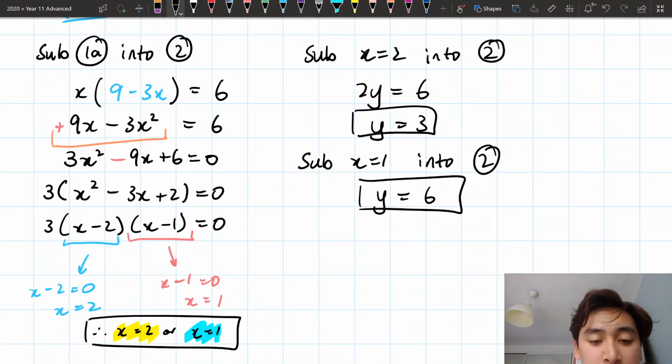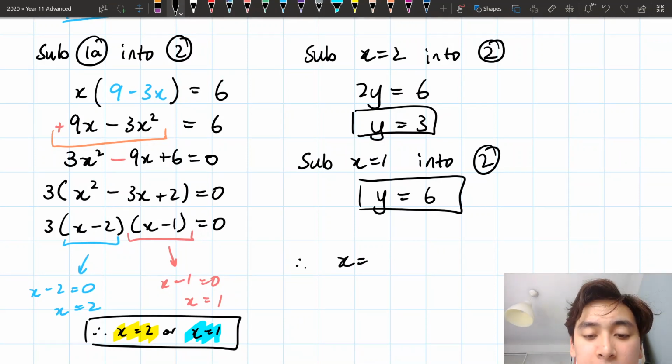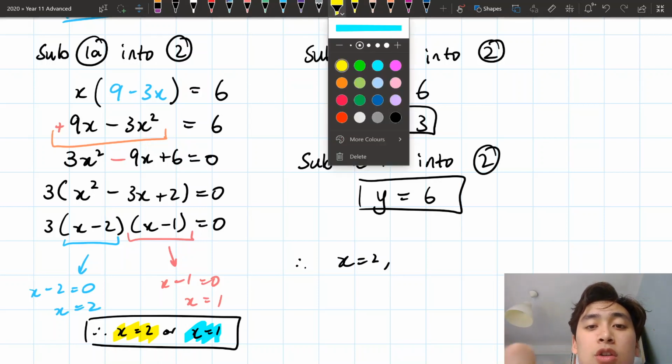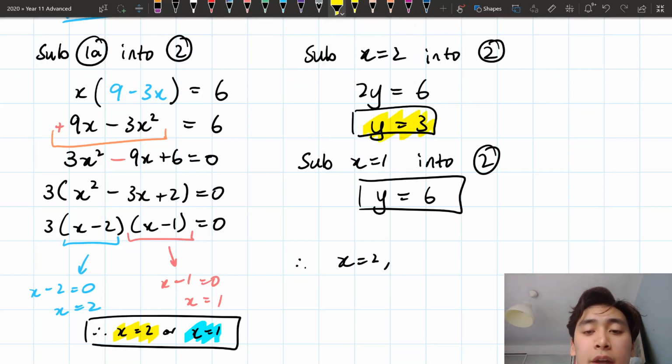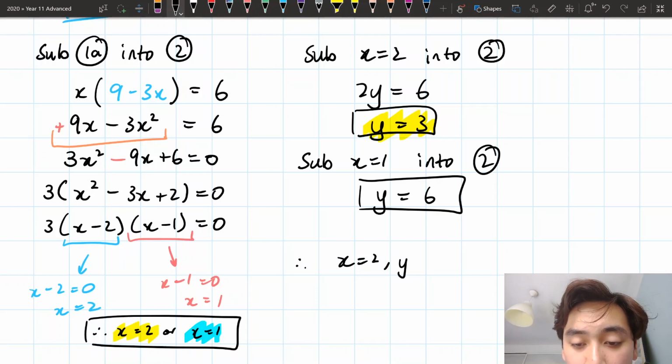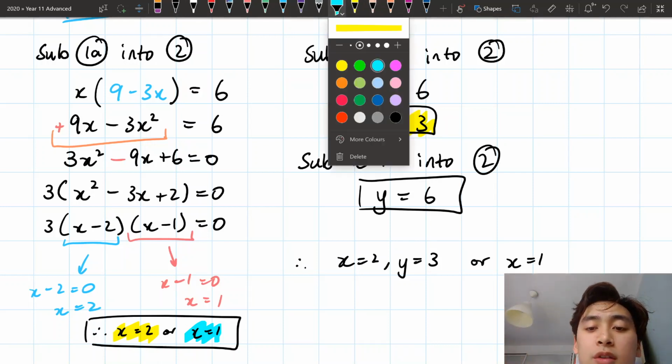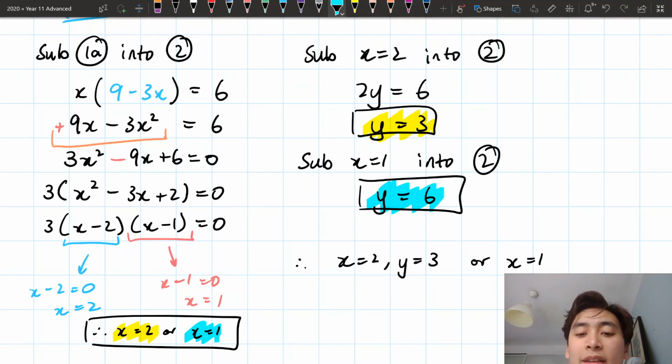Okay, cool. So to summarize, therefore, my solutions are x is equal to 2, and when x is equal to 2, what is the solution? When x is equal to 2, the solution is y is equal to 3. So I'm going to write that in here. Y is equal to 3. Or when the other solution was x is equal to 1, and when x is equal to 1, what's the solution for y? Y is equal to 6.